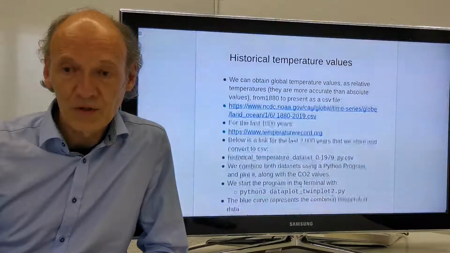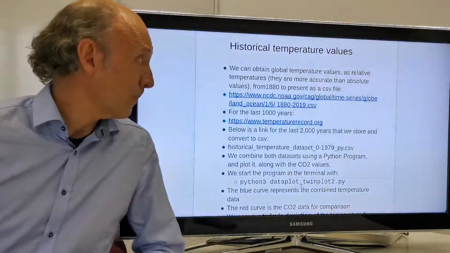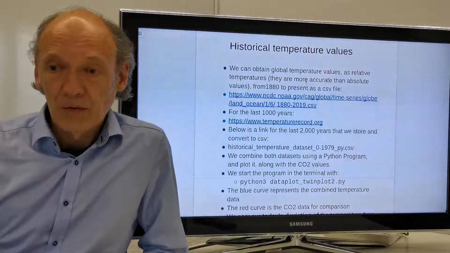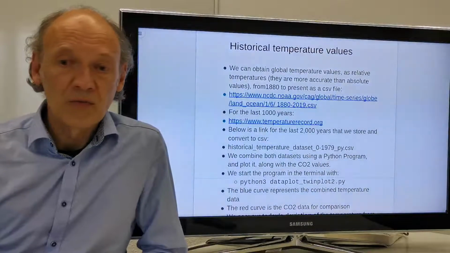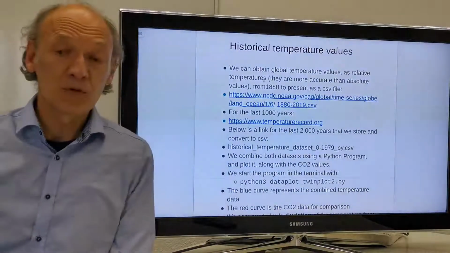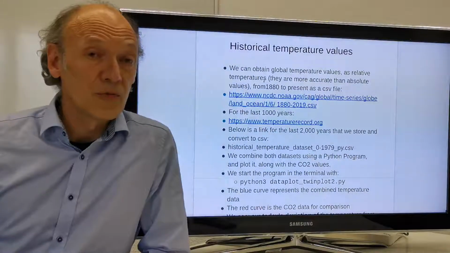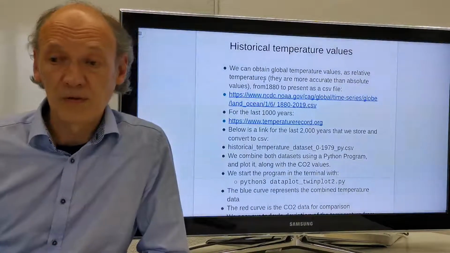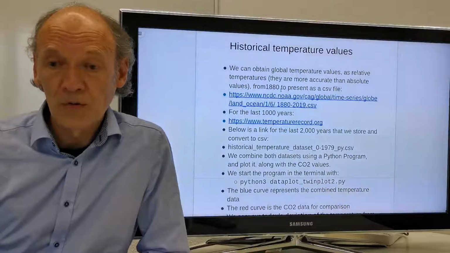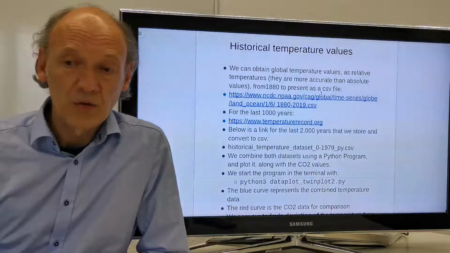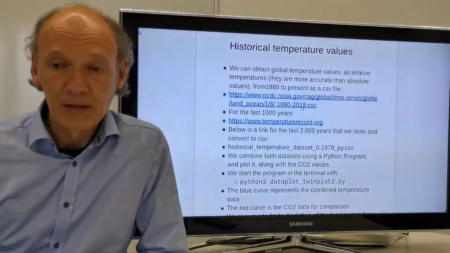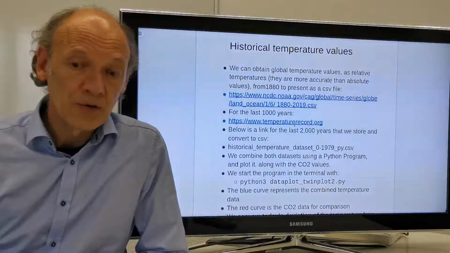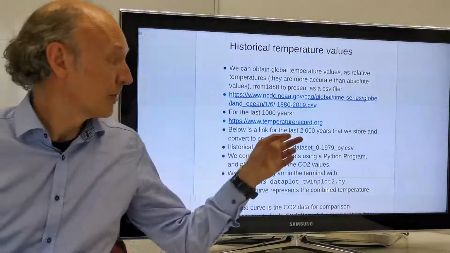So now we compare it with historical temperature values. And again, we can use open data to obtain those. They are usually given as relative temperatures because the absolute temperature of Earth is kind of hard to measure. But relative temperature is much more precise because then we just need to measure the difference to the previous years. So here's one plot from 1880 to the present as a comma-separated file in this link. Or for the last 1,000 years, we have this website here. And this website also contains a link to the past 2,000 years.